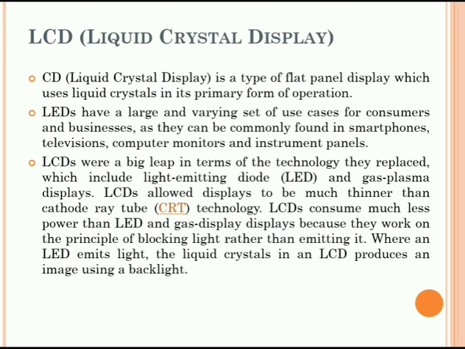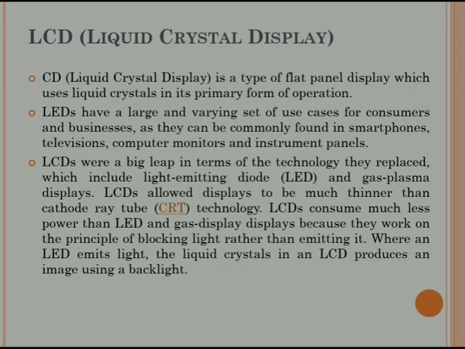because they work on the principle of blocking light rather than emitting it. Where an LED emits light, the liquid crystal in the LCD produces an image using the backlight. It means that liquid crystal displays polarize the light that shines through a sheet of glass on which a liquid crystal array is deposited. Each pixel changes the polarization to either pass or block the light. LCDs are used in front and rear projectors. Large LCDs are used in flat panel displays. This is nothing but the LCD.